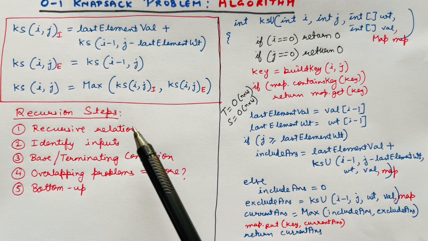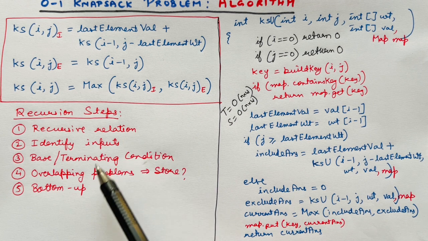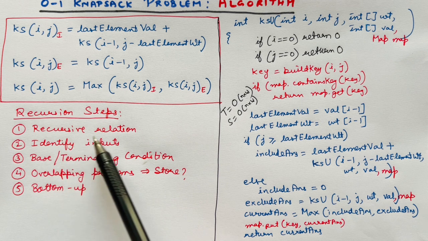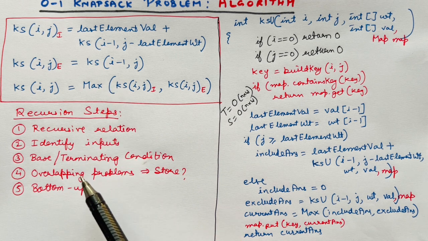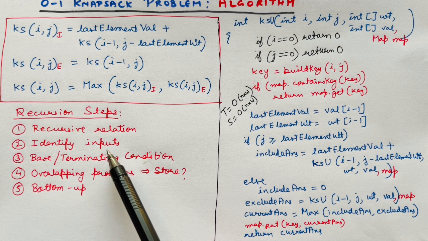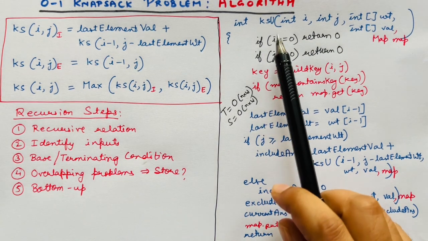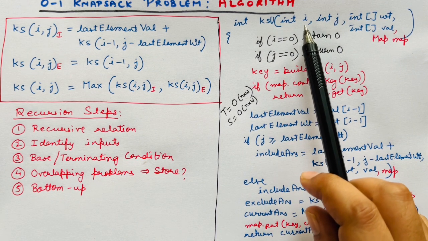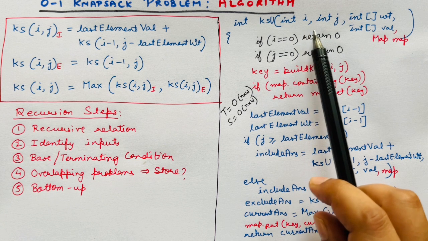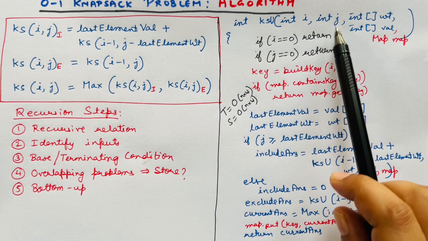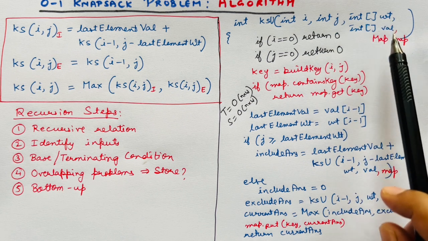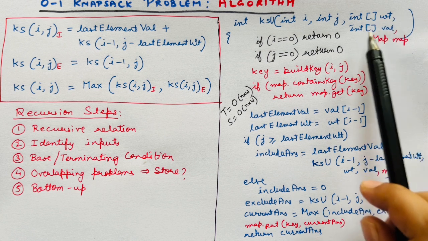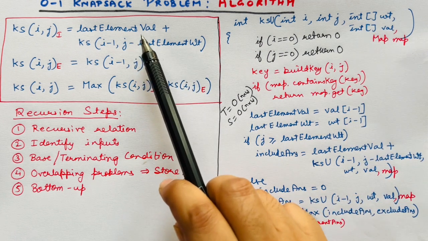Now, as with any recursion problem, we were going through step by step. We had already done the first step of identifying the recursive relation. We also had identified the inputs that would go into our recursive method. This was our recursive method call. It took as input I, which denoted that we are considering first I items. It took another input as J, which denoted the capacity of the knapsack. And the other two inputs were weight and value arrays, because we needed them to calculate last element's value and last element's weight.